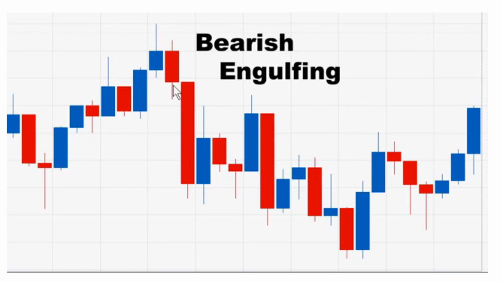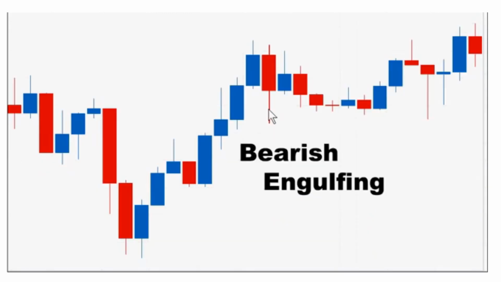Shadows are normally not a consideration, but ideally the red candle will close at or very near its lowest price. If there is a long lower shadow on the red candle, the bearish engulfing pattern is not as strong as when there is little or no lower shadow.